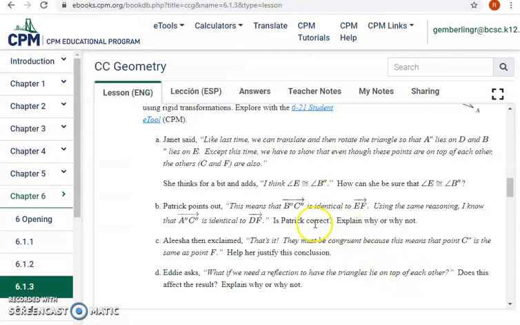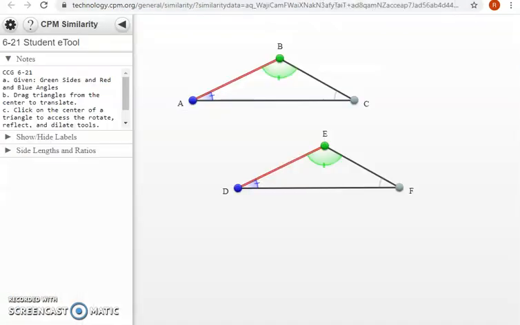Patrick talks about this idea of identical between B double prime, C double prime, and E, F, and A double prime, C double prime, and D, F. Is Patrick correct that those segments have to be the same length? Is he correct? Question B.